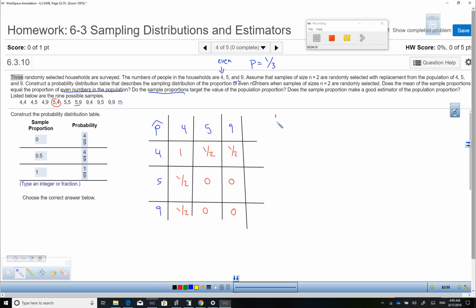Remember again, the p hat stands for sample proportions. So we have to count how many zeros we have in this table. We have 1, 2, 3, 4 zeros out of 9. How many 0.5 do we have in this table? We have 1, 2, 3, 4 of 0.5, which is the same as 1 half, and we have only one 1 in this table. That's why we have 1 out of 9. Okay, so that's how you set up this table.